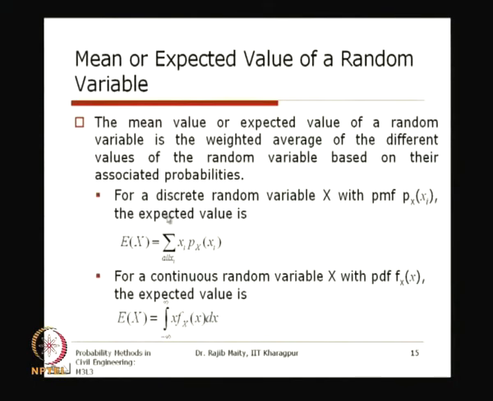Now taking this same concept to the continuous random variable: for a continuous random variable x with PDF f_X(x), the expected value is the integral over the full support of the random variable of x multiplied by f_X(x) dx, which gives you the expected value of the random variable x. We will discuss in a minute how this is related to moments, a little later.